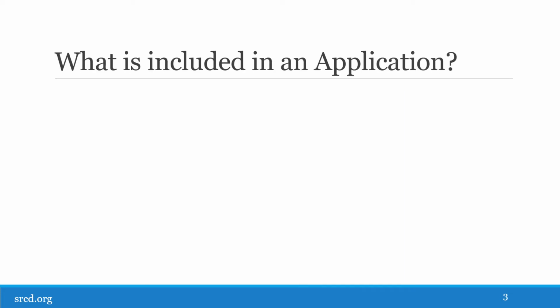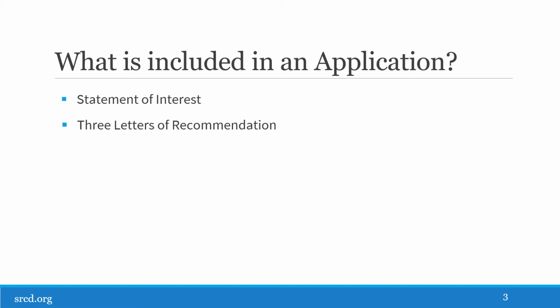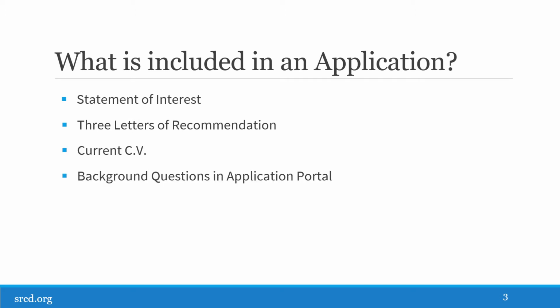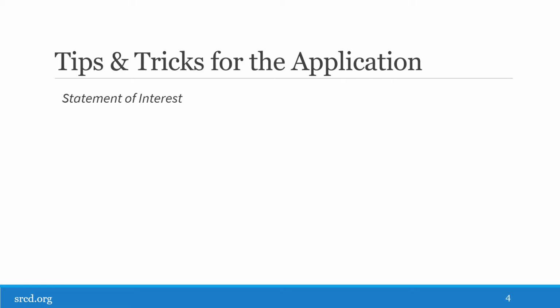So what is included in an application? Well, there are 4 parts: statement of interest, 3 letters of recommendation, your current CV, and your answers to some background questions in the application portal. Now let's go over some tips and tricks for the application. We will begin with the statement of interest.